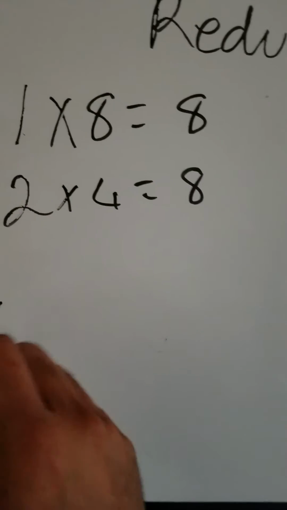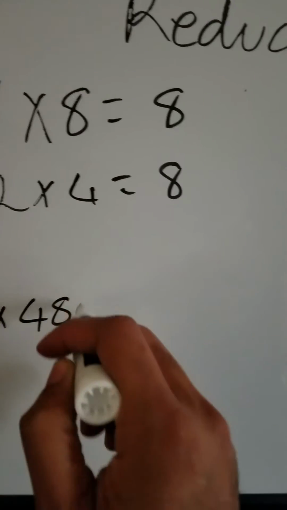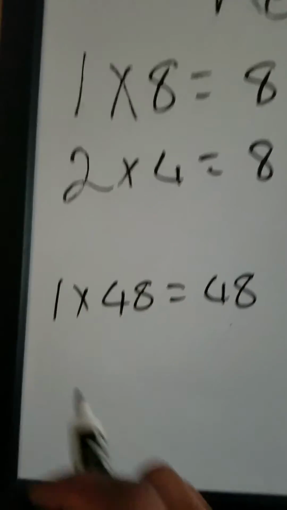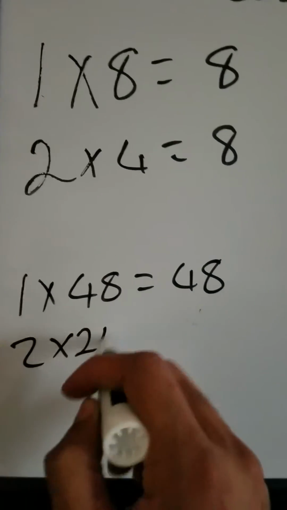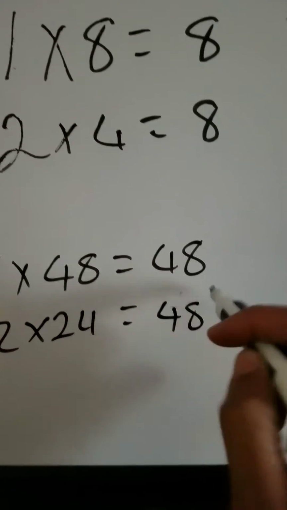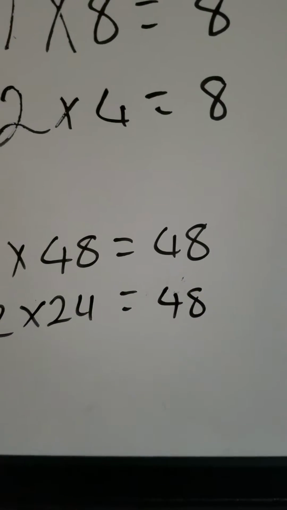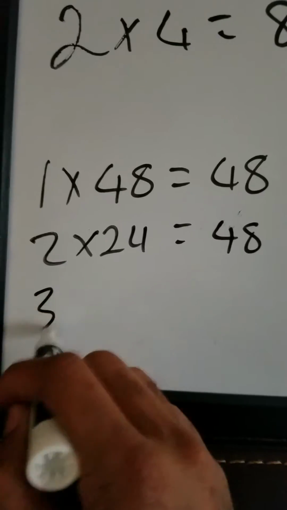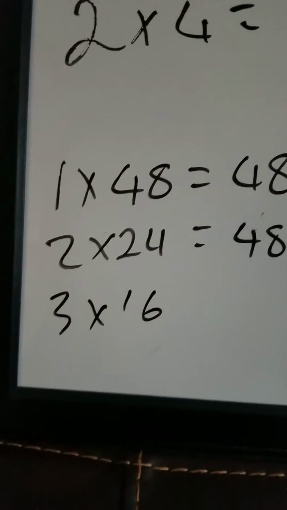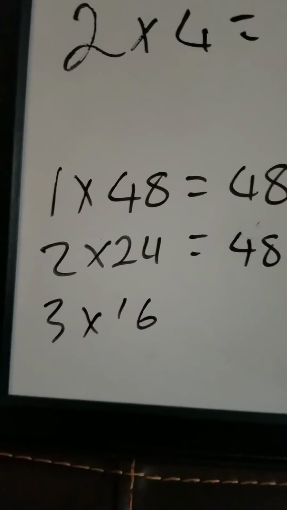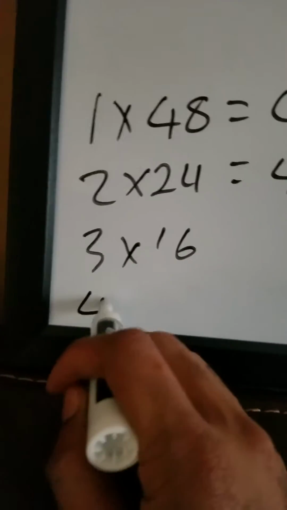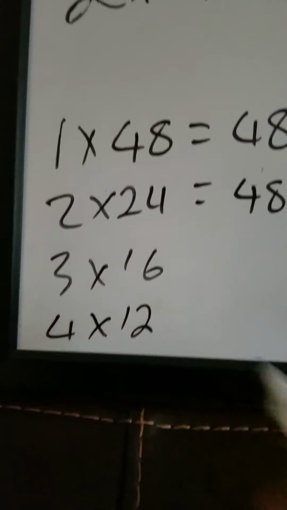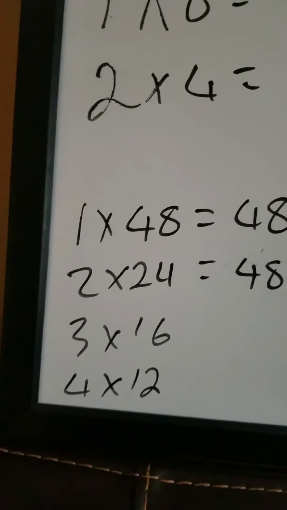Then we move on to 48. 1 times what gives us 48? Where 1 times 48 is 48. Then 2 times 24 will give us 48. Then we want to know 3 times what will give us 48. 3 times 16 will give us 48. Then we want to know 4 times what will give us 48. 4 times 12 will give us 48. Then we want to know 5 times what?